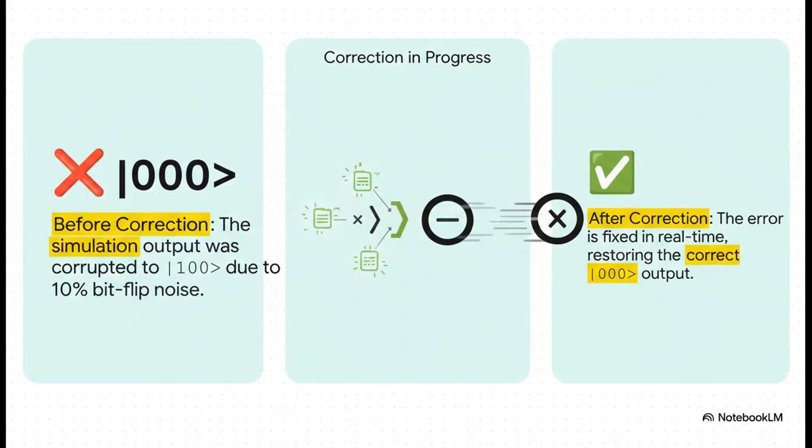And now for the moment of truth. When we run our simulation again with the exact same 10% noise model, but now with our correction code active, we get the right answer. The error still happens, but our code catches it and fixes it in real time. We've just successfully debugged the quantum realm.